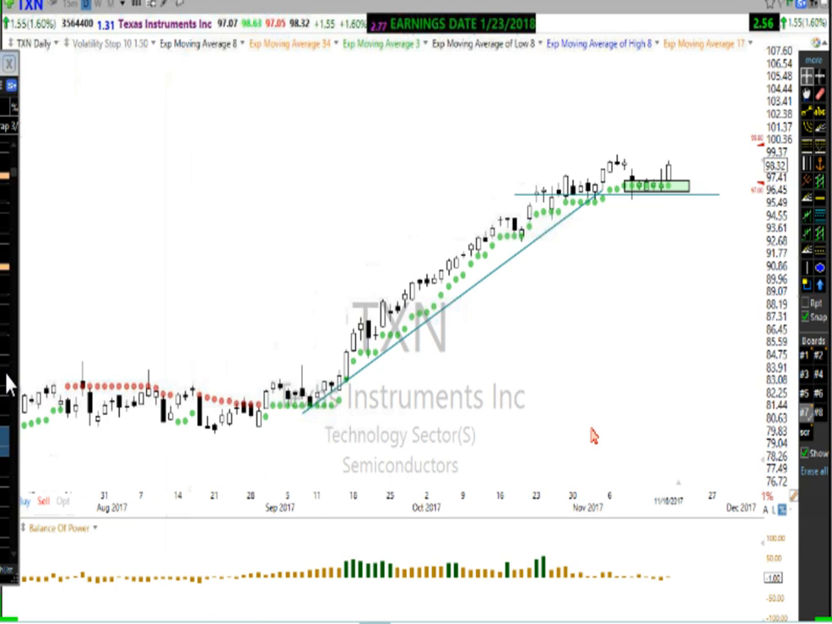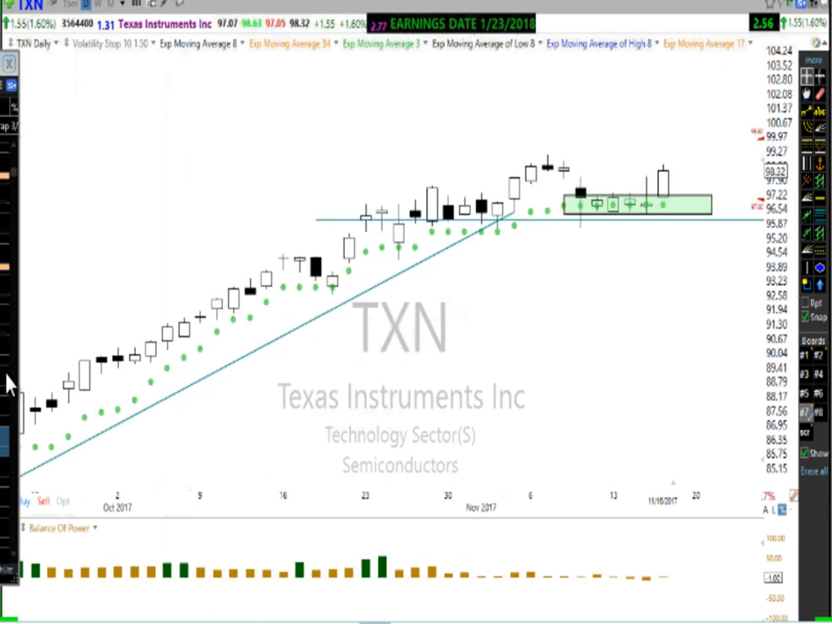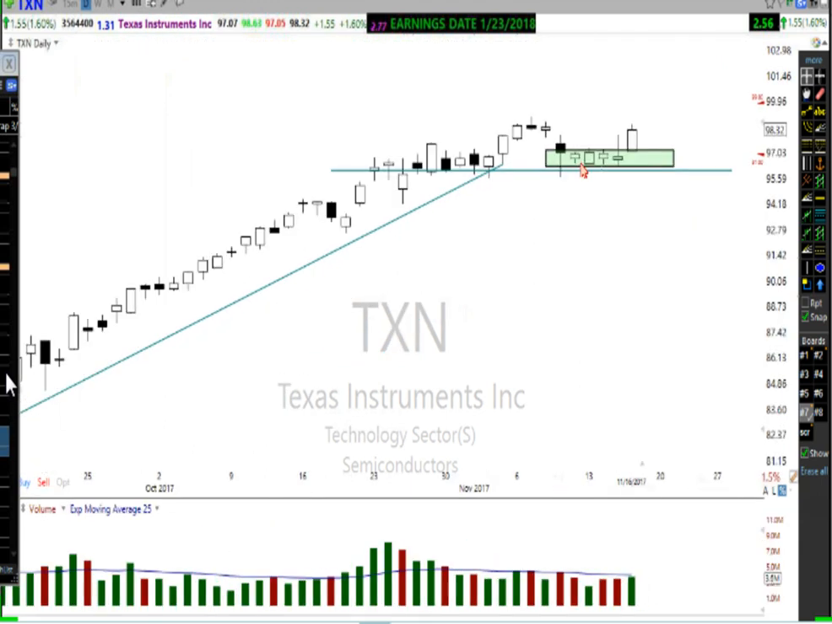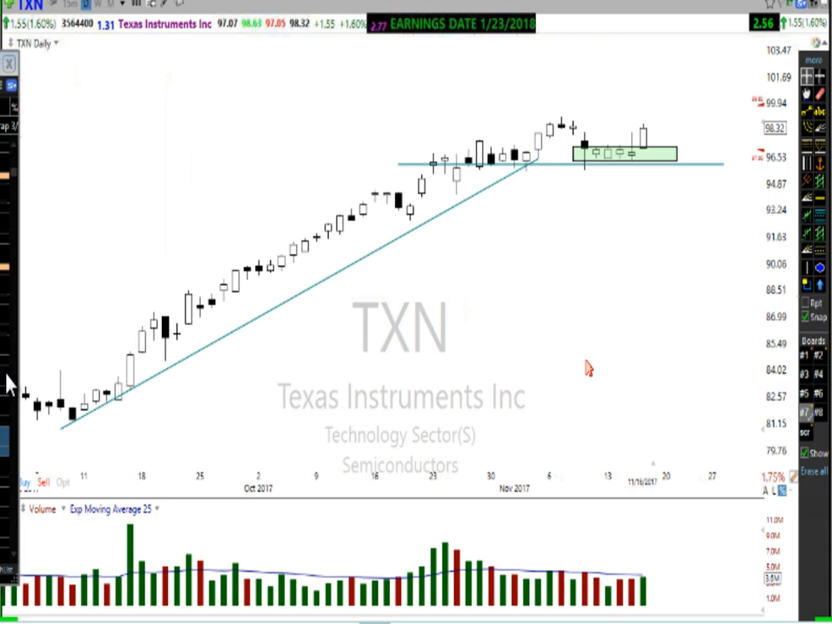Here's a great pop out of the box. Let me get that naked so those dots aren't in the way. Very tight, 4 bars minimum, popping out of that tight consolidation, moving higher. Simple, clean, easy to see, read.